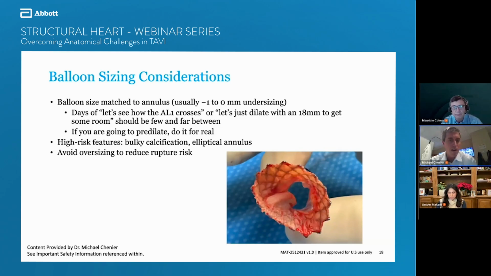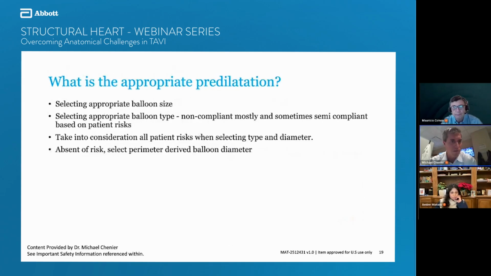You guys go to the next slide. I think we've talked about that already. So the perimeter derived balloon diameter, again, I think is where everyone has gone, and that's different from what it used to be historically. So, all right, go next.